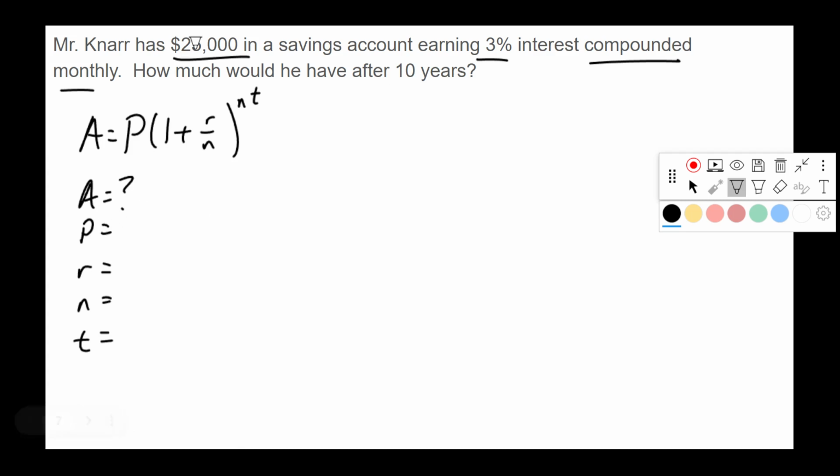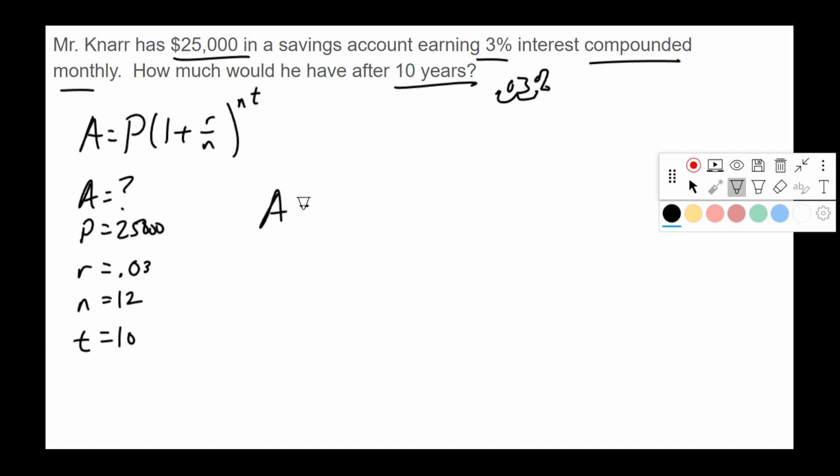Okay, the principal is the amount of money that I put in. I put in $25,000. R is the interest rate. That's 3%, but I have to write 3% as a decimal. So remember to take a percent, write as a decimal, move your decimal place 2 places to the left, fill in with zeros. That's 0.03. N is the number of times it's compounded. It's compounded monthly, so that's going to be 12 times during the year. And T has to be in years. It is 10 years.